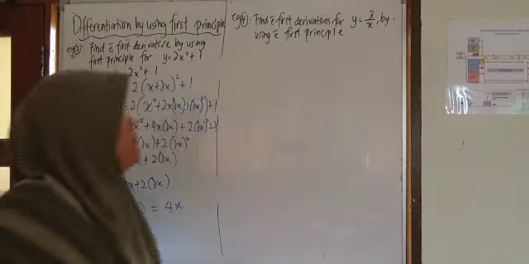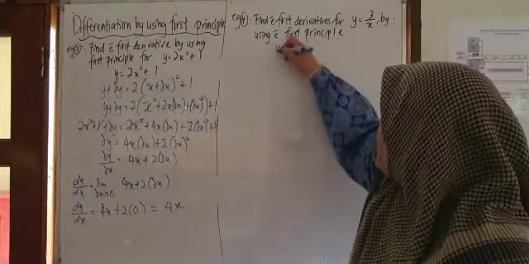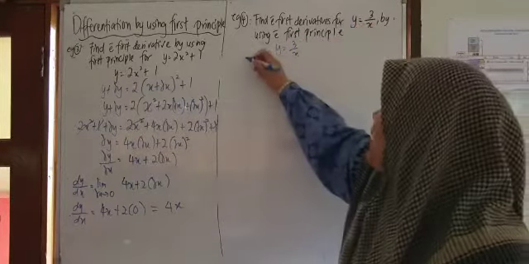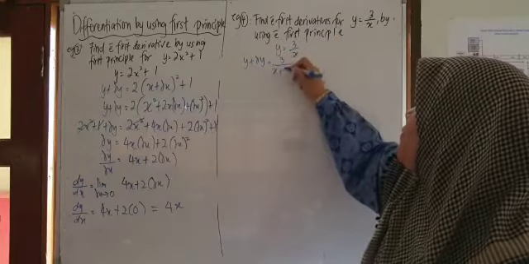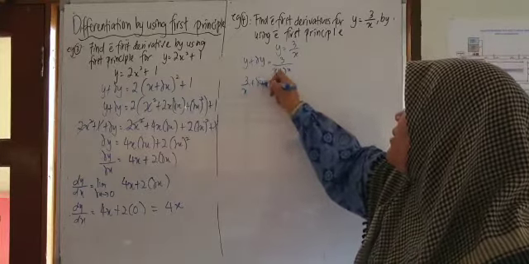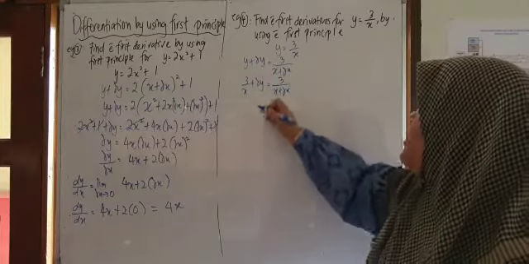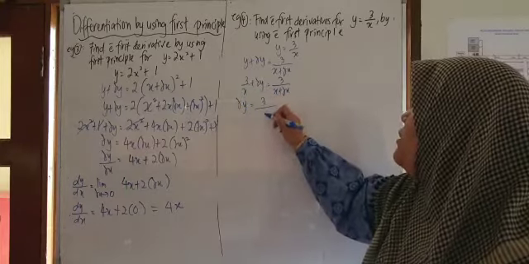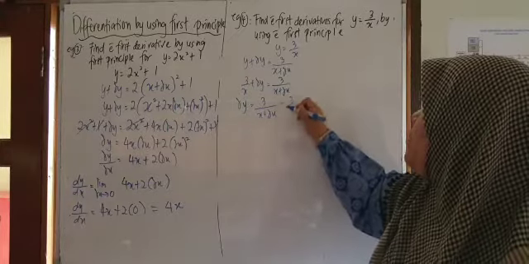Okay, the next example, we have the function y equals 3 over x. So y is equal to 3 over x. And then by using first principle, y must be added with its changes, so delta y. Okay, so y plus delta y is equal to 3 over x plus delta x. So delta y is equal to 3 over x plus delta x minus 3 over x.